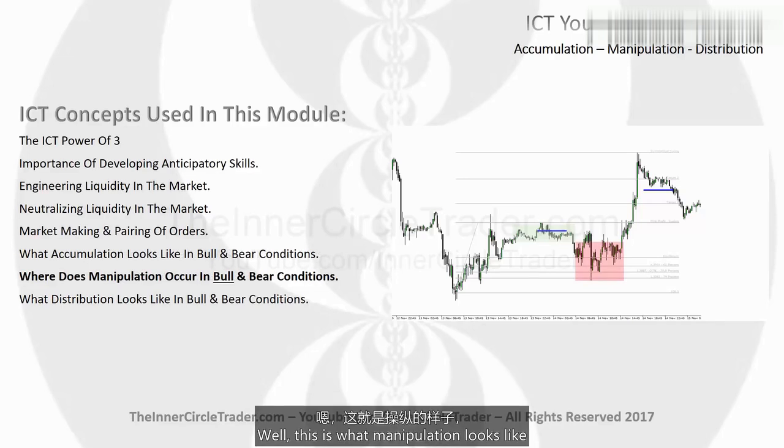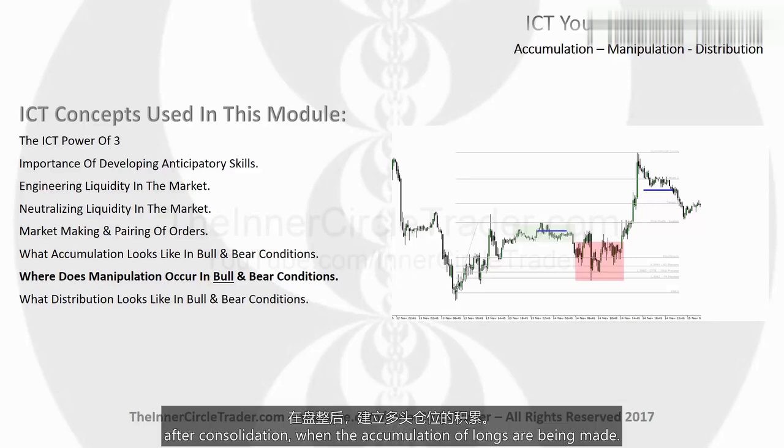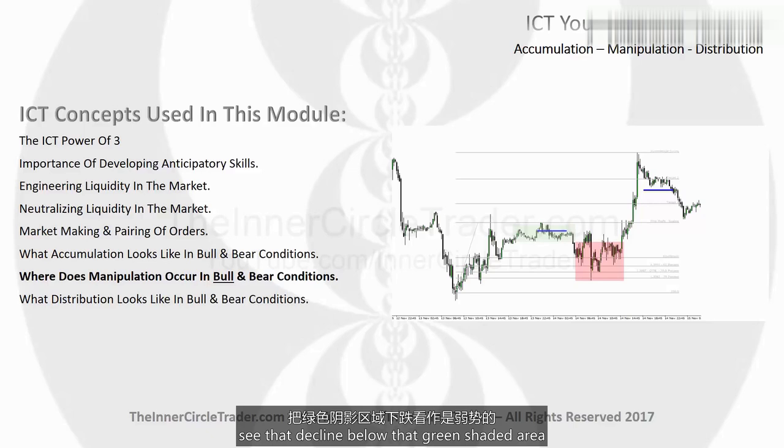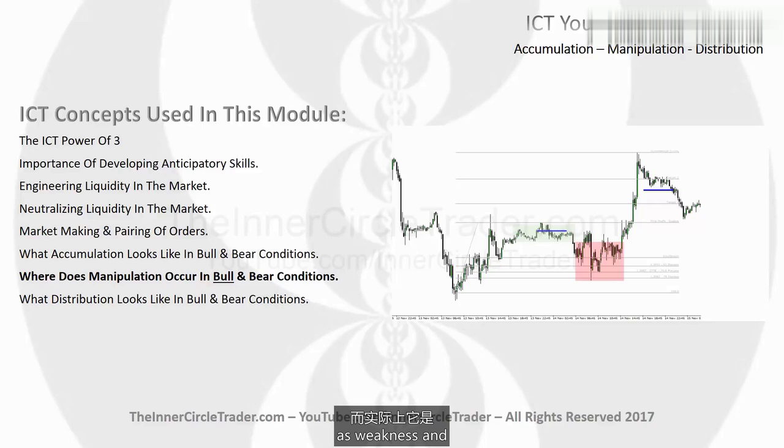Well, this is what manipulation looks like right before the market starts to trade higher after consolidation, when the accumulation of longs is being made. The problem is you see that decline below that green shaded area as weakness. And who would be wanting to buy ahead of that? Smart money traders, okay, they have very deep pockets. And the market has a tendency of creating this fake move, where it entices or induces the opposite mindset or sentiment. This drop down out of that consolidation, when we're overall bullish, is manipulation.